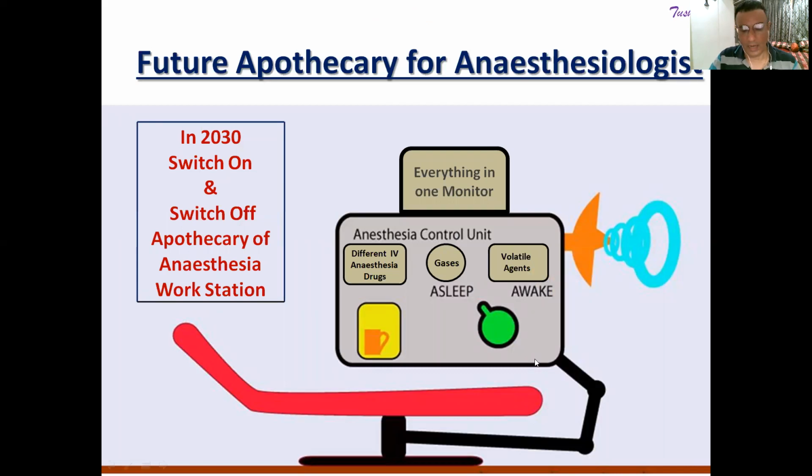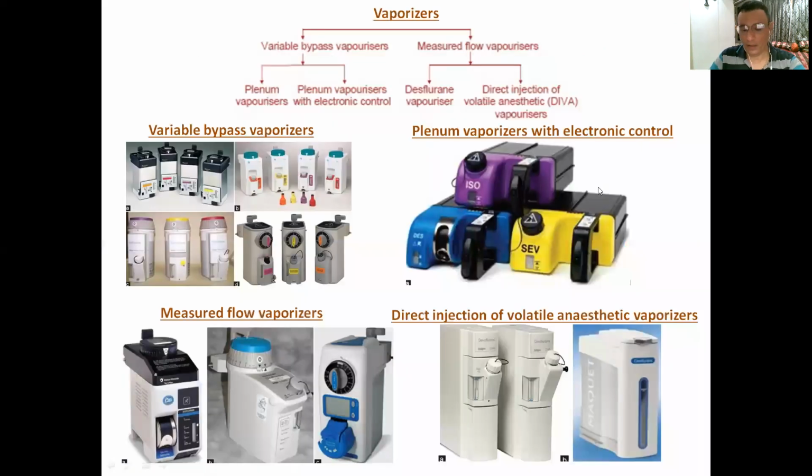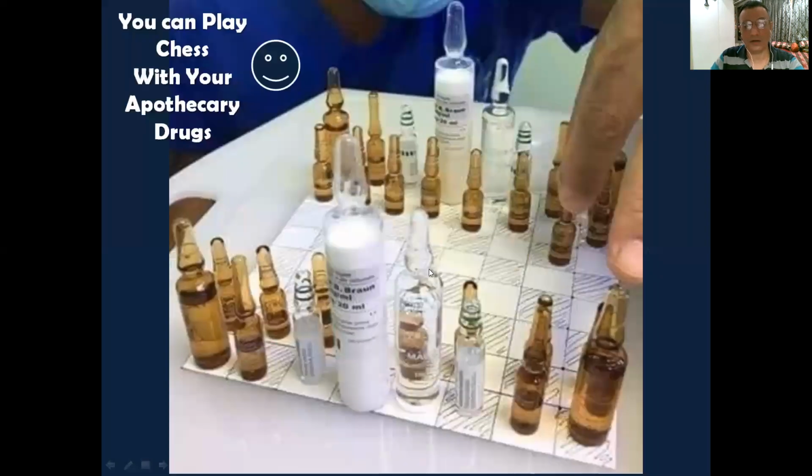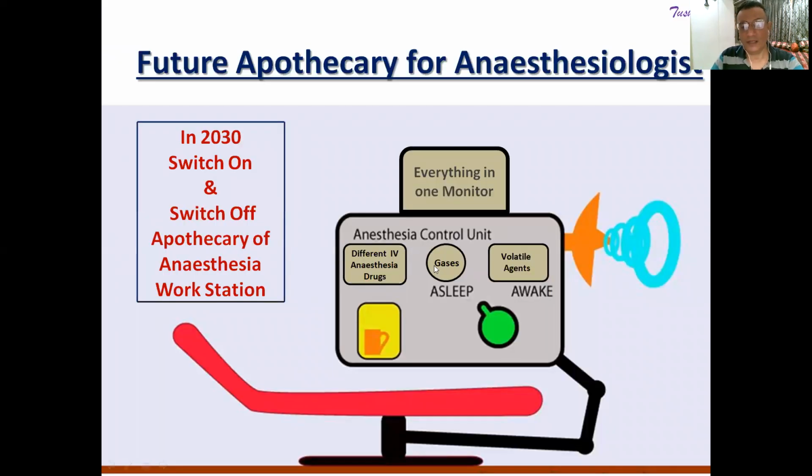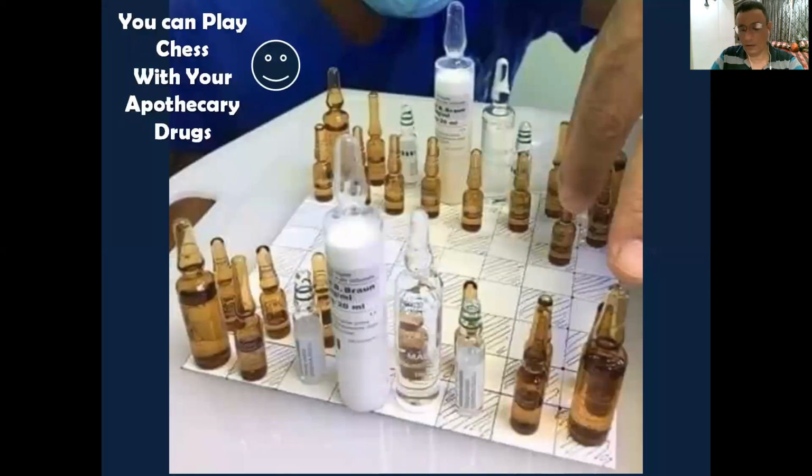So I dream that my future apothecary anesthesia machine will be in one unit. We have different IV anesthesia drugs in one unit, gases in one unit, volatile agents in one unit, and everything in one monitor. And we can have a switch on, switch off anesthesia apothecary of one anesthesia workstation. If you are bored in your theater, then we can play chess with your apothecary drugs.